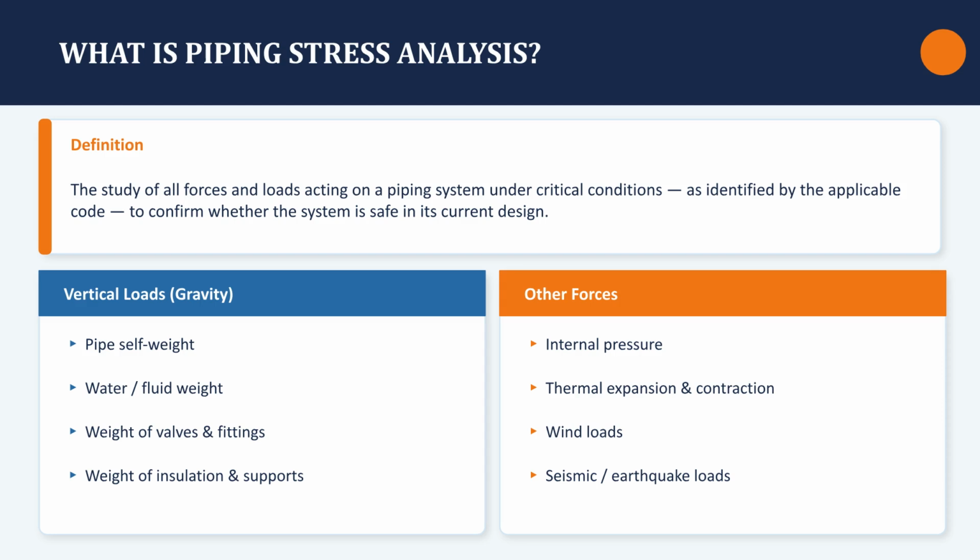Wind loads. For pipes running outdoors, especially on tall pipe racks, wind pushes against them. And seismic or earthquake loads. In earthquake-prone areas, the ground shaking can impose sudden, severe forces on the piping.